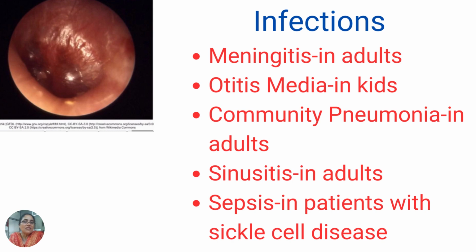Now, what are the different infections caused by pneumococcus, that is, Streptococcus pneumoniae? Meningitis in adults: the meninges are the coverings of the brain and spinal cord, and inflammation of the meninges occurs due to pneumococcal infection. Otitis media is also caused by pneumococcus, and it usually happens in kids, where the tympanum wall of the ear swells up. I have put up an image here for you to see how the swelling of the tympanum looks.